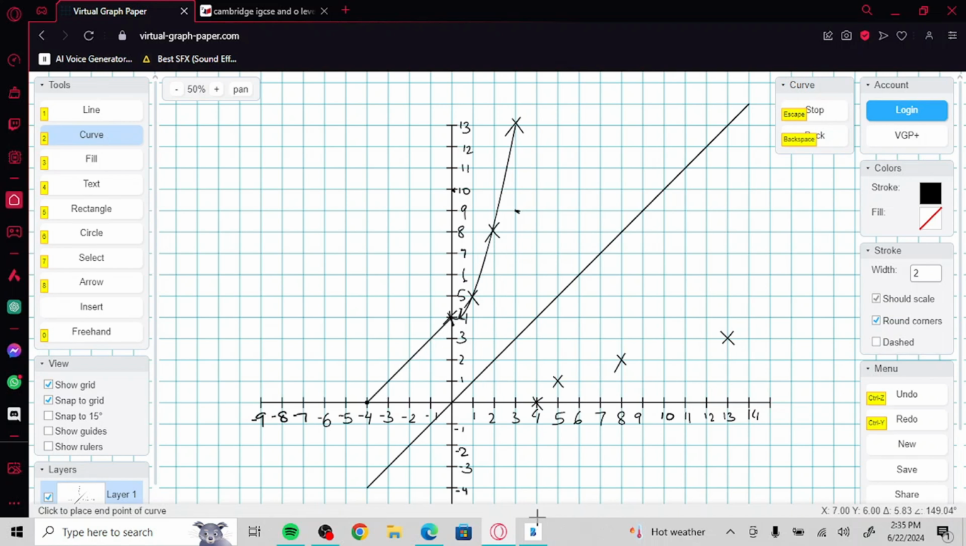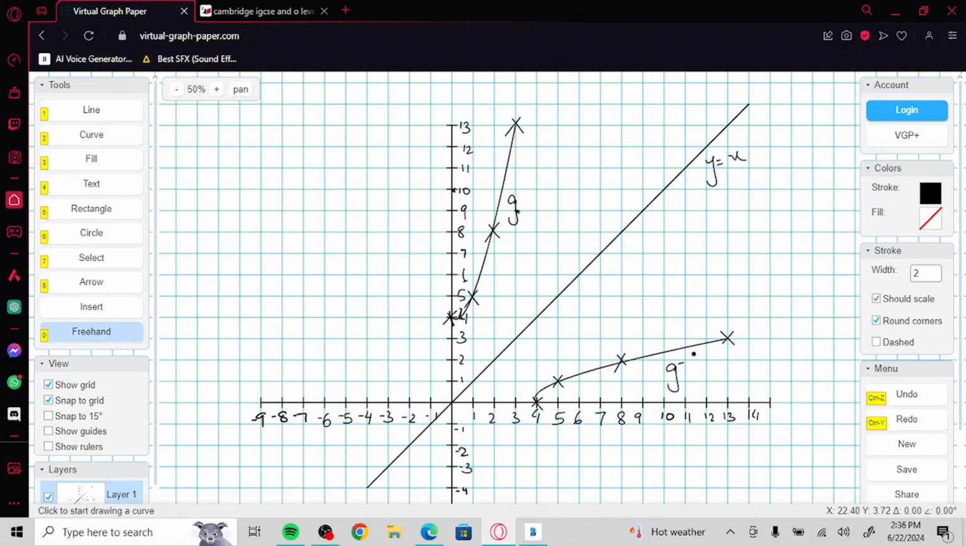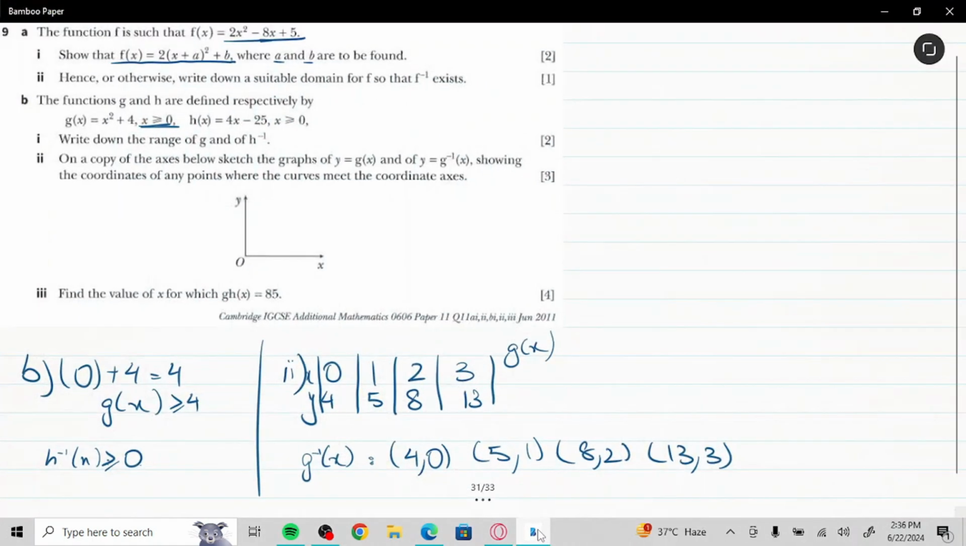And that's it. So this is our graph for the function g. Let me just label this freehand. This is the graph for the function g. This is y equals x, the line. And the last graph, for the inverse of the function, is going to be something like this. So this is the graph for the inverse of function g. And so this is our graph for question number 9.